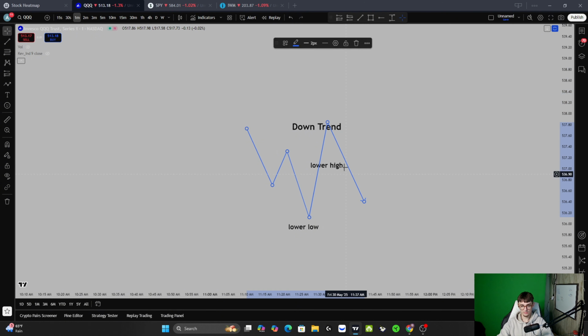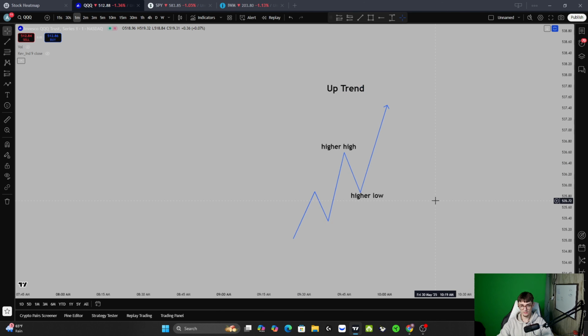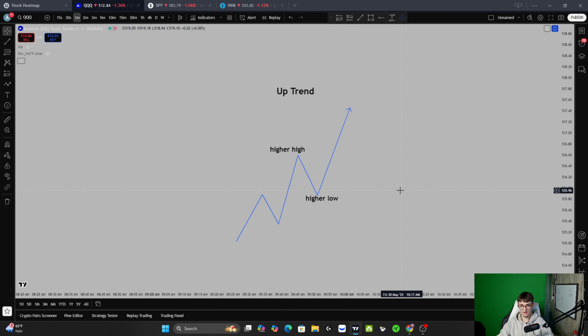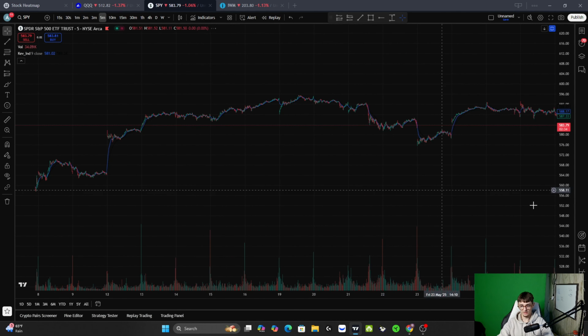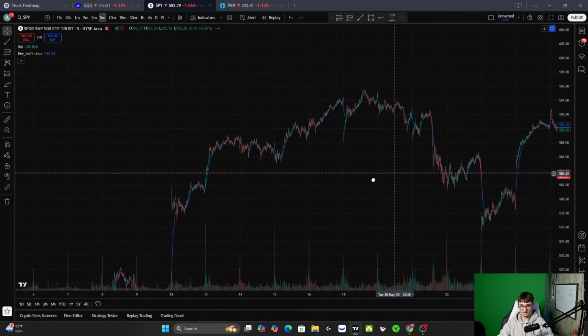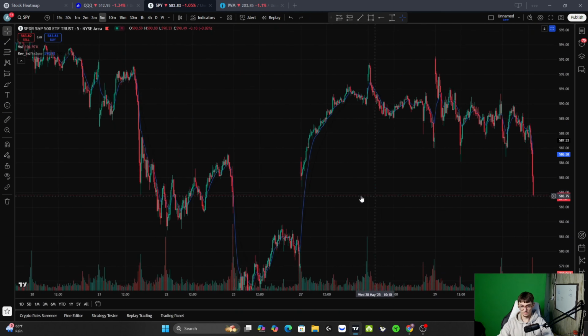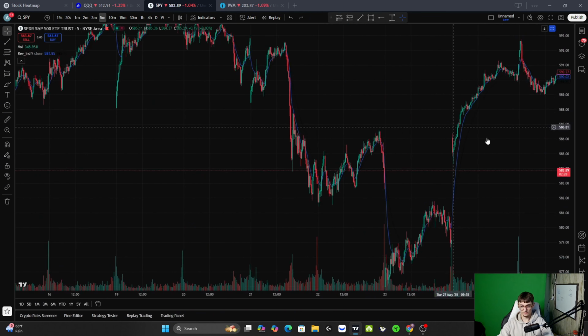Does that make sense to you guys? So, lower highs, lower lows for the downtrend. Uptrend, you're looking for higher highs and higher lows. Now, let me go back to the 5-minute time frame to see if I can find a little bit better of an example of this for you guys, because typically people don't trade the 4-hour time frame.